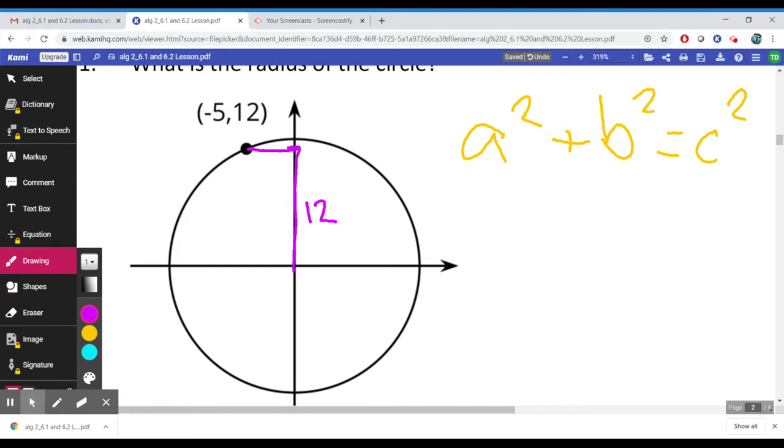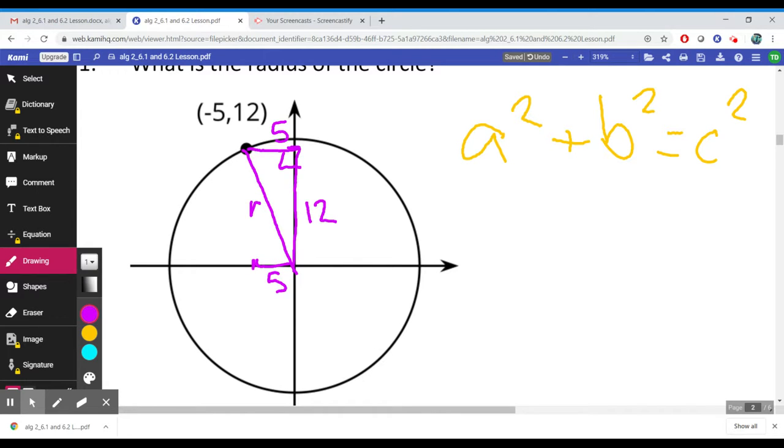We also know that because the x-coordinate of our point is -5, the distance between here and here is 5 units. We could also label that 5 up top if it makes it a little bit more clear. And then I'm going to draw a line from the center of the circle directly to the point. So this line is going to be the radius of our circle. It also happens to be the hypotenuse of this right triangle.